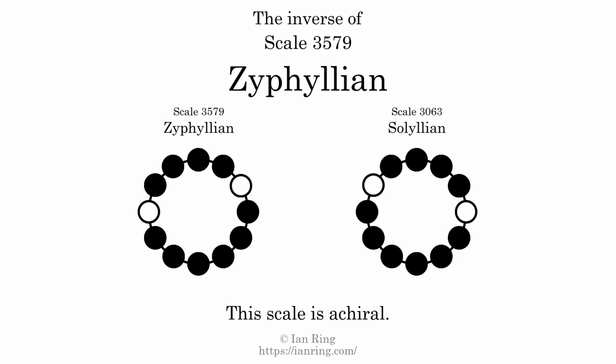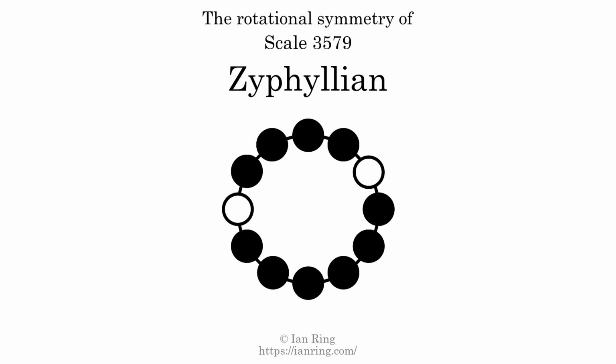The inverse of a scale is a mirror image. It is what you get when the sequence of intervals is reversed. The inverse of this scale is scale 3063, also known as Zyphyllian. This scale is achiral, since it can transform into its own reflection by a rotational transformation. This scale has no rotational symmetry.